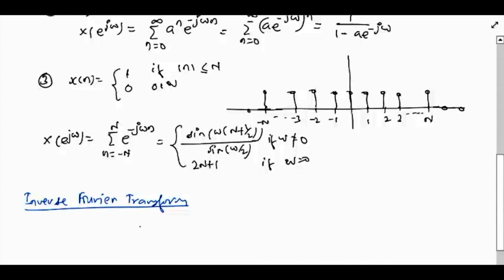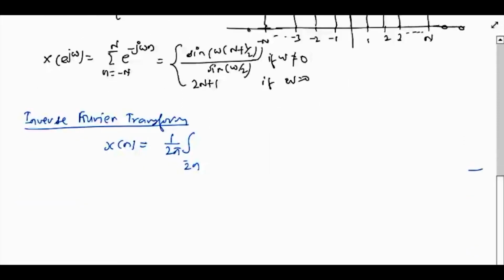So for a Fourier transform X(e^{jω}), its inverse is obtained using the following equation. x[n] is 1 over 2π, integral over 2π, of X(e^{jω}) e^{jωn} dω. Okay, so as in continuous time case, this equation is called synthesis equation.